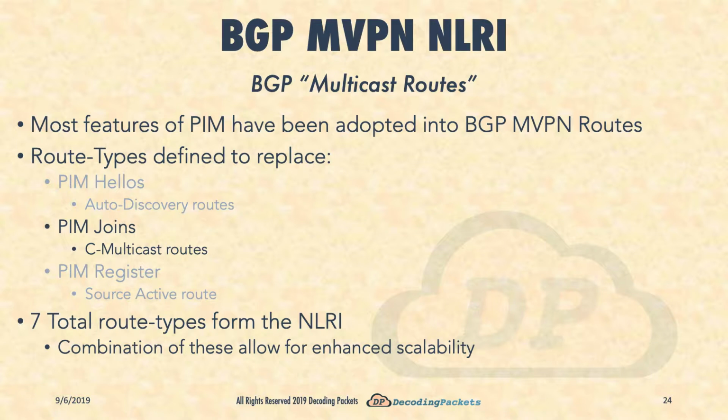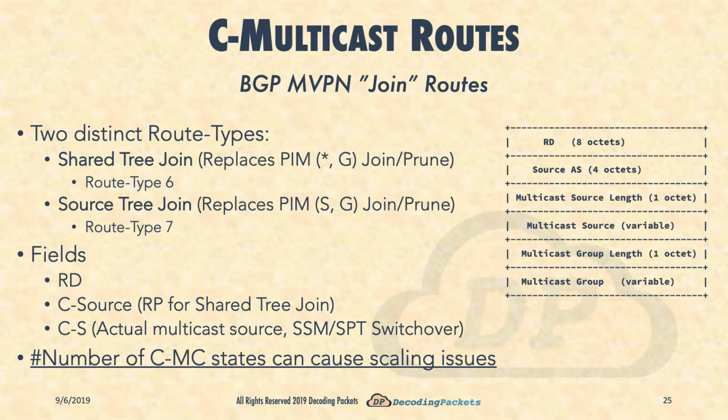But in this video, we continue that journey by introducing the route, or rather the set of route types, that essentially replace the PIM joins via BGP MVPN. And those are the BGP MVPN C-Multicast routes. In reality, the BGP C-Multicast route is a set of two distinct route types. Why two? Well, one to replace the PIM joins for the *G trees or RPTs, and one to replace the PIM joins for the SPT or S-G joins. Appropriately, they're called the shared tree join and the source tree join respectively.